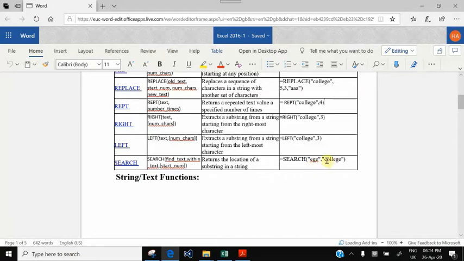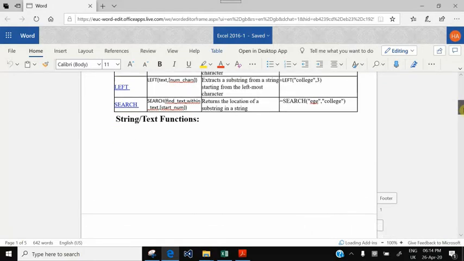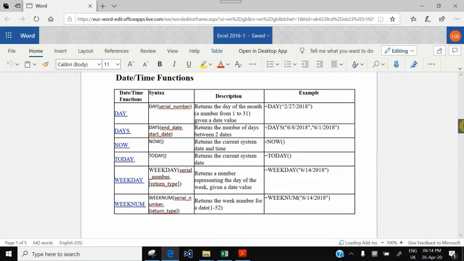It will search on this and give you the location substring. So this is the string function. Now the date and time functions. We have day, which returns the day of the month number from 1 to 31, given as a date value. Days returns the number of days between two dates, like I have this date and I have this date, it will give the number of days.